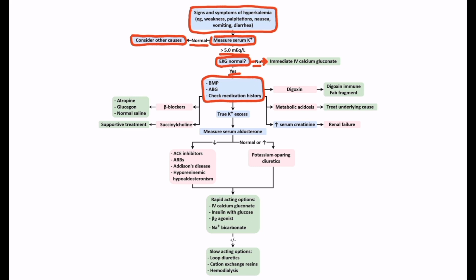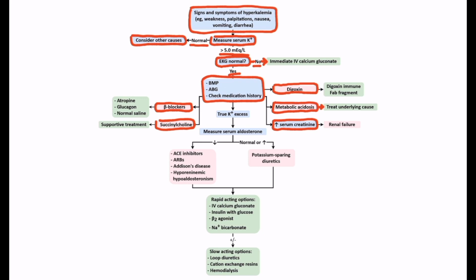We should check the medication history. The patient may have been administered beta blockers, digitalis, or succinylcholine, all of which can cause hyperkalemia. We should also check creatinine because chronic kidney disease can cause hyperkalemia. If arterial blood gases reveal metabolic acidosis, we should treat the patient's underlying condition.